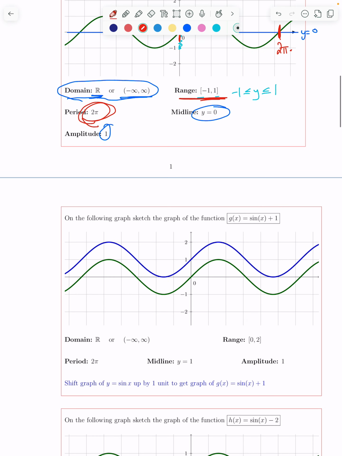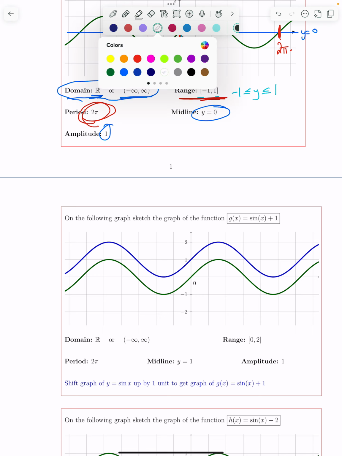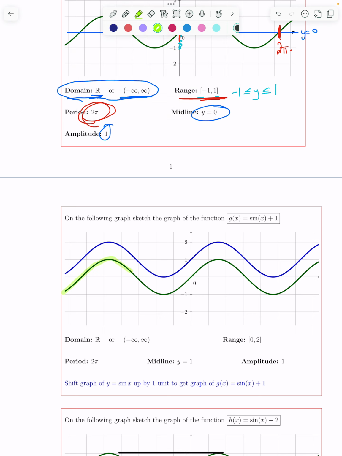So here on the graph below I have, in green, sine x already. That's the sine x that we're familiar with, the wave between minus 1 and 1, and I wanted to have it there in order to compare it to the blue one above, which is the function sine x plus 1. So what do we do to sine x to get sine x plus 1? We move all the y values up vertically by just 1 unit.